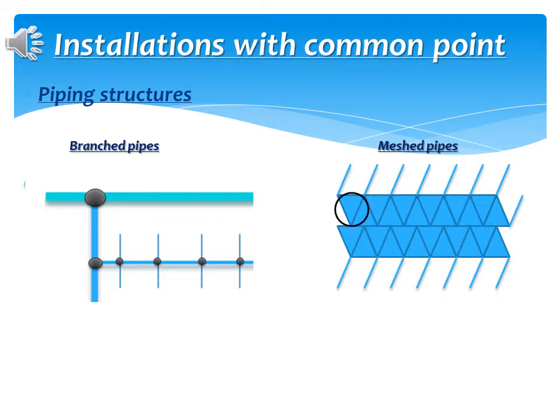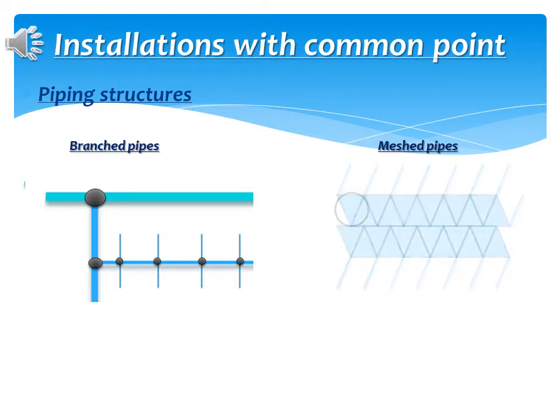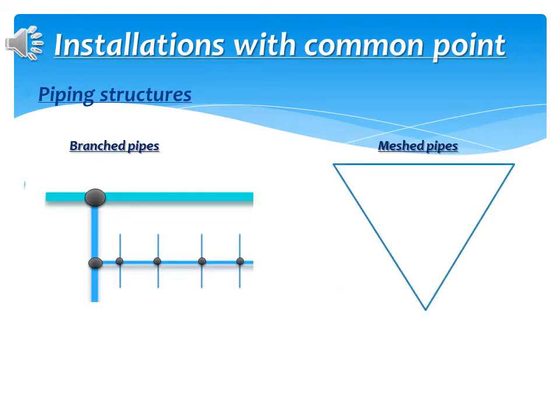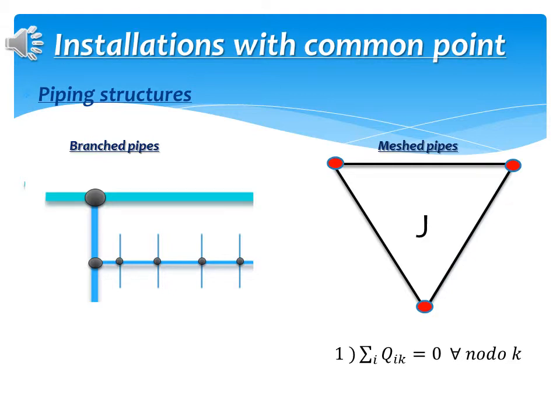Stability in H at the nodes and security against breakage. To solve them, we apply Kirchhoff's laws, in which the elements are divided into meshes, branches and nodes, and the following conditions apply. The algebraic sum of flows in a node is 0. The algebraic sum of head losses in a mesh is 0.